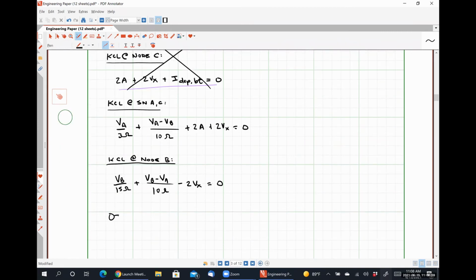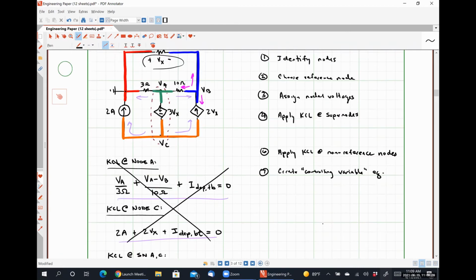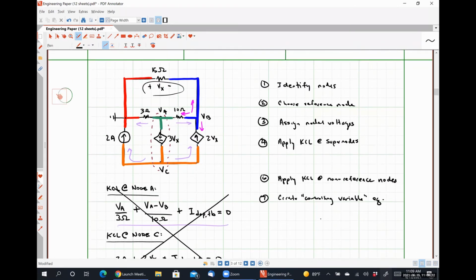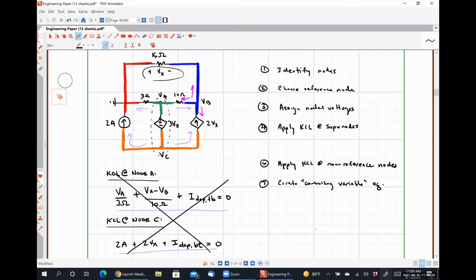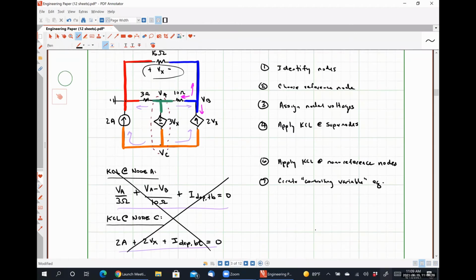Vx is equal to negative VB. All right. I have no problem with that whatsoever.